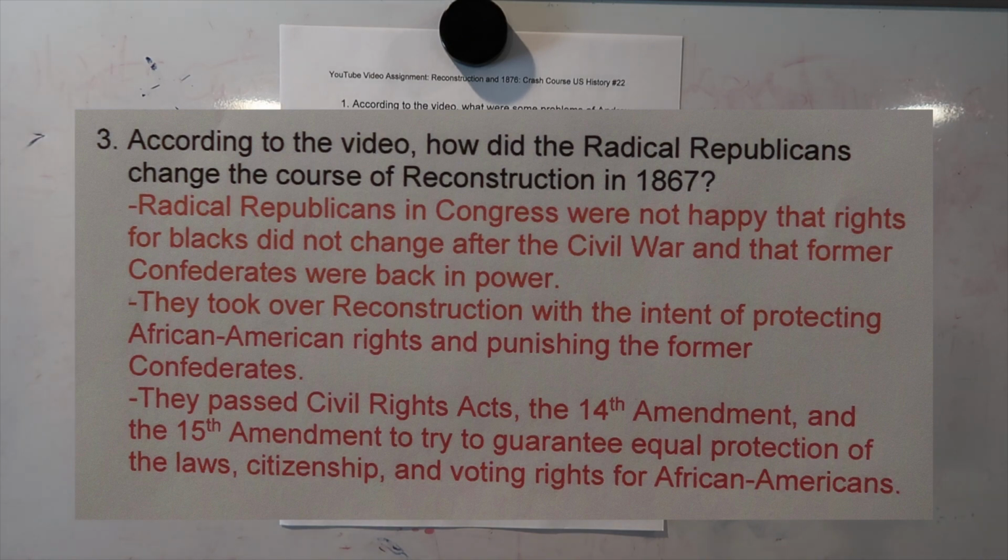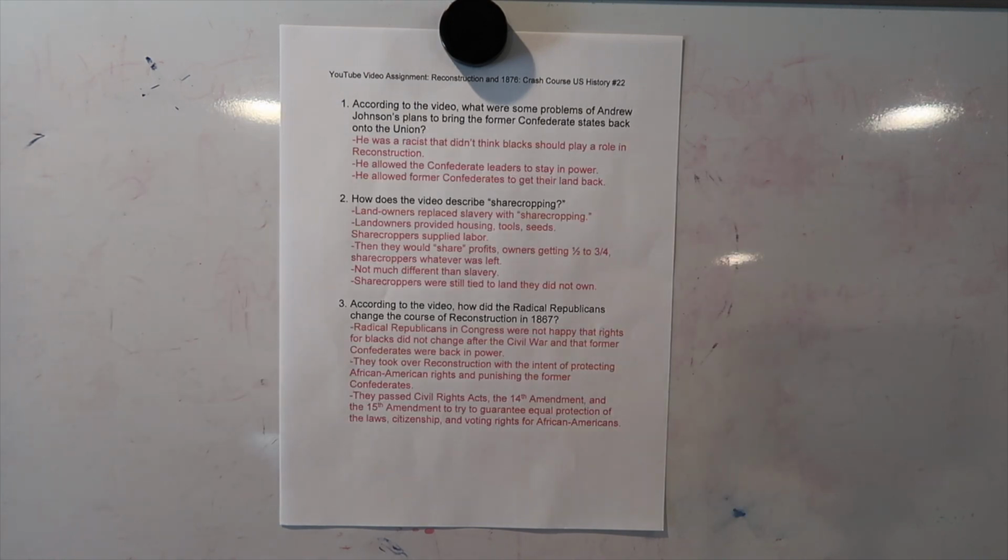And they passed Civil Rights Acts, the 14th Amendment, and the 15th Amendment to try to guarantee equal protection of the laws, citizenship, and voting rights for African Americans. So once again, as we normally do for our section assessments, this would be a great time to pause and add some of these notes to your video notes so that when you take a picture, you can show me the answers for questions 1, 2, and 3. Let's take a look at the answers for questions 4 and 5.